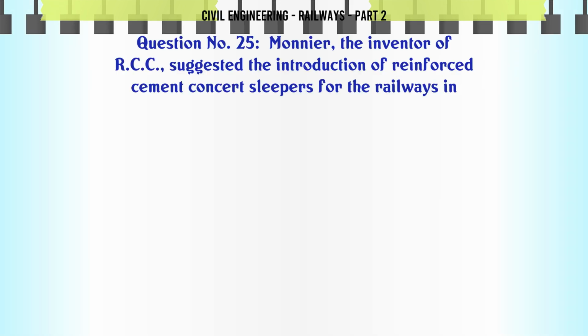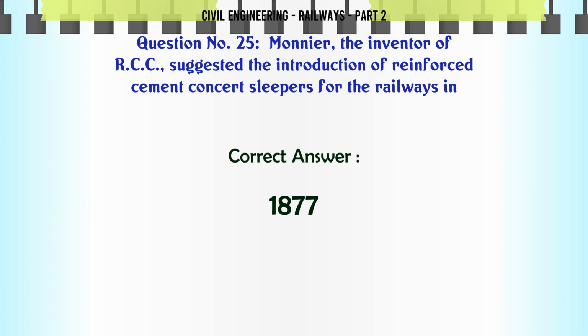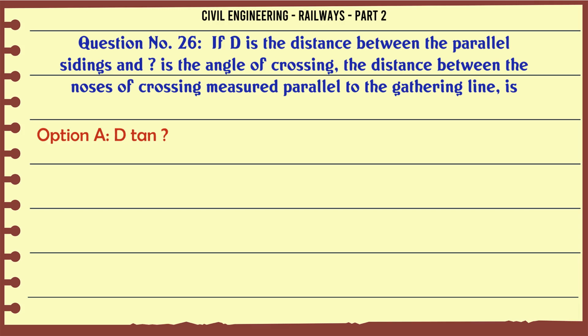Monnier, the inventor of R.C.C., suggested the introduction of reinforced cement concrete sleepers for the railways in A. 1857, B. 1867, C. 1877, D. 1887. The correct answer is 1877.